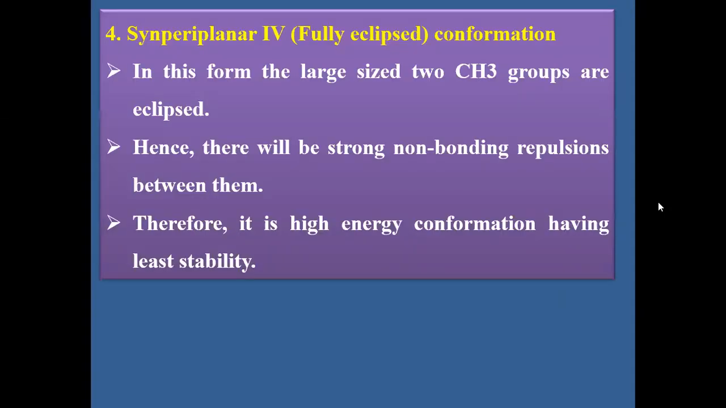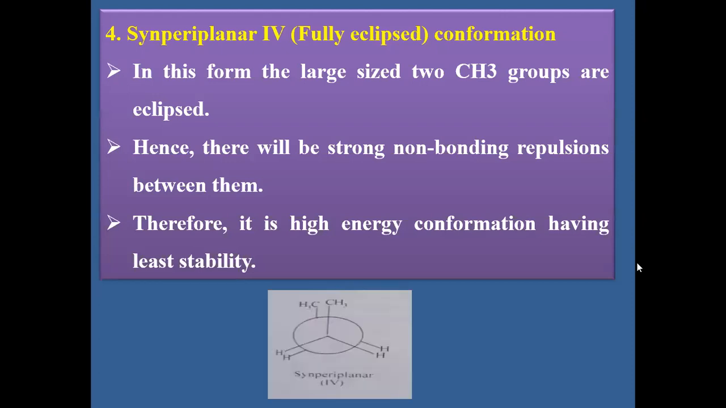And at last we have a syn periplanar form, that is the fully eclipsed form. In this one, methyl groups are on the same plane, correct? That's why this is called periplanar, and they are close to each other. That's why this is called syn. So it is called the syn periplanar form, and it is called the fully eclipsed form. Now in this form, the two large methyl groups are eclipsed, hence there will be strong non-bonding repulsion between them, and therefore it is a high energy conformation having less stability.